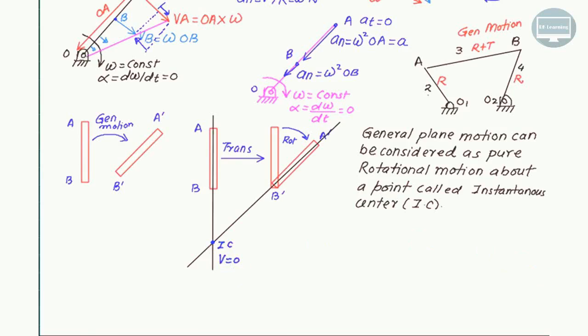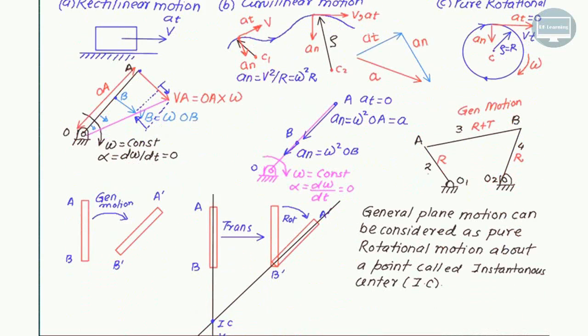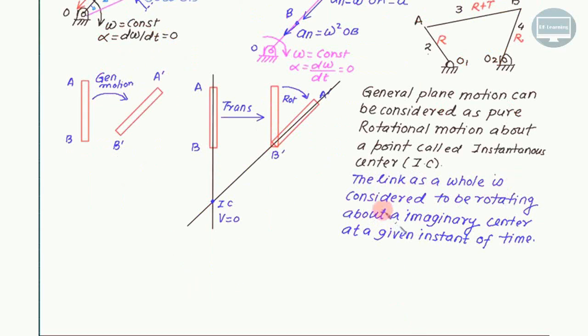So this figure and this figure, is it the same as this figure? Temporarily we can assume that this link is hinged at this point, and you can model this as a pure rotational motion. But anytime your position changes, the IC will also change. So IC is variable here. The link as a whole is considered to be rotating about an imaginary center at a given instant, that point we call the IC point.